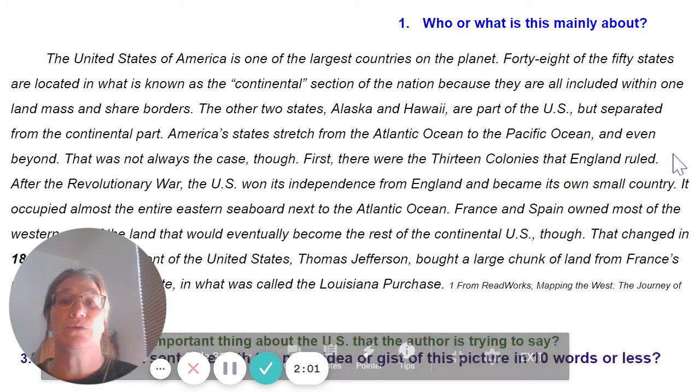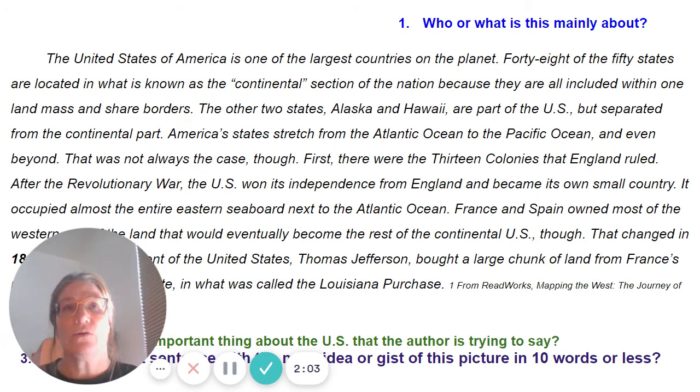So as usual, you're going to want to try to answer the questions, who or what is this mainly about? Along with the map, you might see a paragraph and you have to determine the gist. So from the map, we determined that it could be about the Louisiana Purchase or the Florida Purchase or both. Here again, the first step is we're going to read, and then we're going to try to determine who or what it is mainly about.